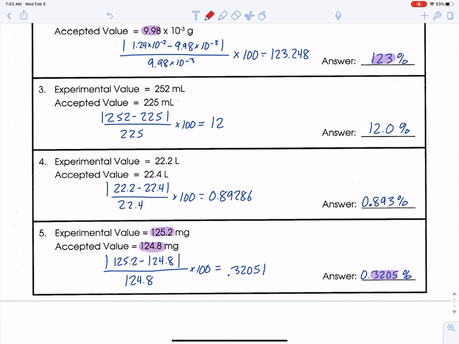Remember that this 0 here doesn't count as a sig fig because there's no non-zero numbers before it, right? This is 3 sig figs, 3 sig figs, and that 0 counts because it's after a decimal and a non-zero number.